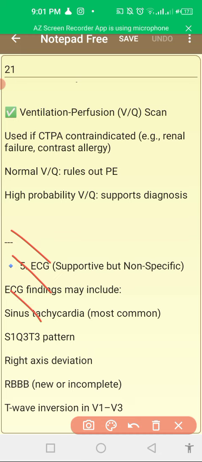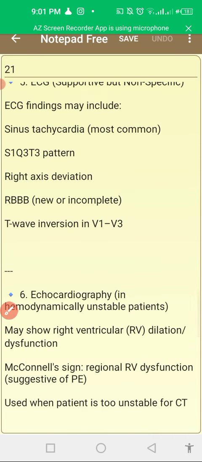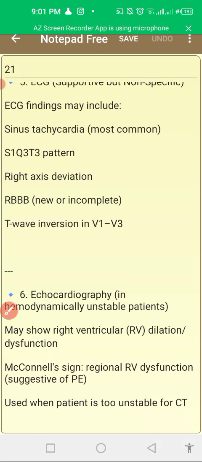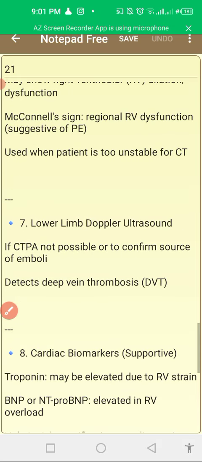Sinus tachycardia can be present, or the S1Q3T3 pattern will be found, or right axis deviation with T wave inversion in V1 to V3 will be found in the ECG. Then we will do an echo, and we will look at the right ventricular dilation and dysfunction or any McConnell sign for the patient. So we will have to diagnose or rule out according to that.